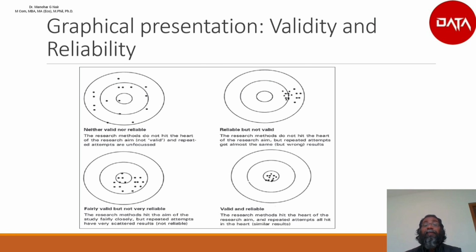But if you look at this second picture, we can see that this is reliable but not valid. It is consistent at some point, but it is not hitting the real research objective. But here, if you look, it is fairly valid but not reliable. It is valid only, but it does not have that consistency or reliability, in a nutshell. But if you look at the fourth picture in this diagram, you can see that this data is valid as well as reliable for conducting our research.